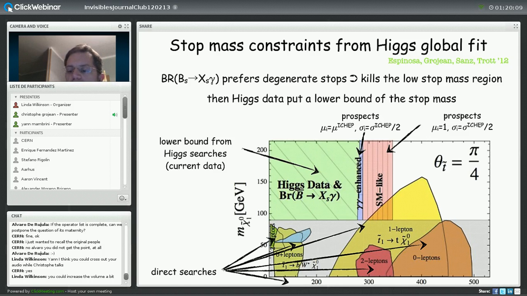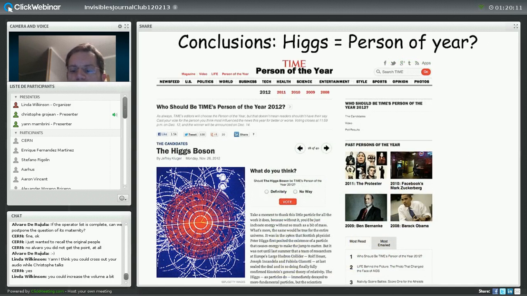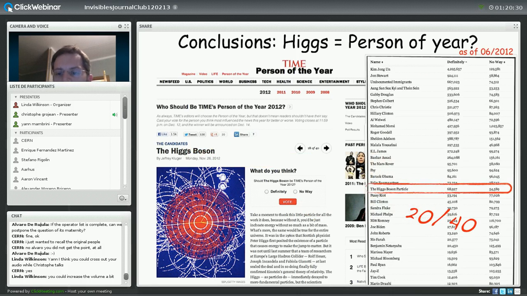Okay, I wanted also to discuss the effect on the model of strong interaction, but I think I don't have time to do that. So we can go directly to the conclusion. So the conclusion is whether or not the X should have been chosen by the Time magazine to be the person of the year. And last December, you could go to the website of the Time magazine and vote for the Higgs boson to be elected person of the year, right?